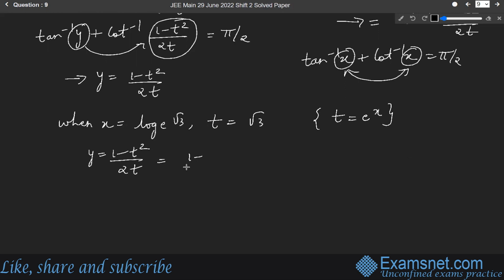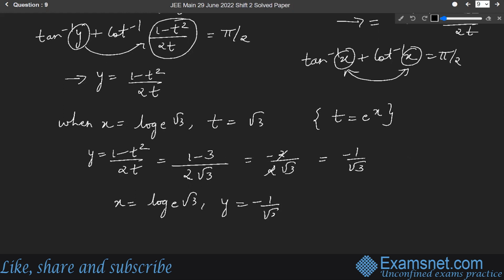Root 3 into root 3 is 3, divided by 2 into 2 root 3. So 1 minus 3 is minus 2 upon 2 root 3. Okay, so this 2 and 2 will be cancelled. So we will have minus 1 upon root 3. This is the value of y. So we can say that when x is equal to log base e root 3, then y is equal to minus 1 upon root 3, right? This is the value we have obtained.